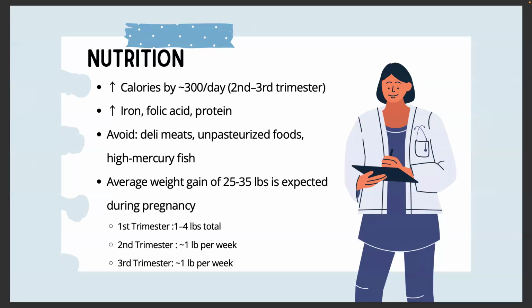Also, we have to make sure that we're increasing our iron, our folic acid, and our protein, because those are going to be super important for the development of the baby, as well as the expanded blood volume. And the protein can help with the tissue growth of the fetus. We're really going to reinforce those prenatal vitamins, pairing iron with vitamin C, and making sure that we're choosing healthy protein sources.